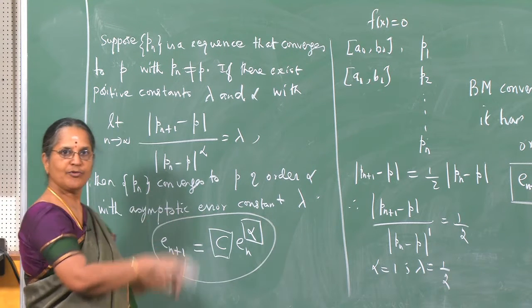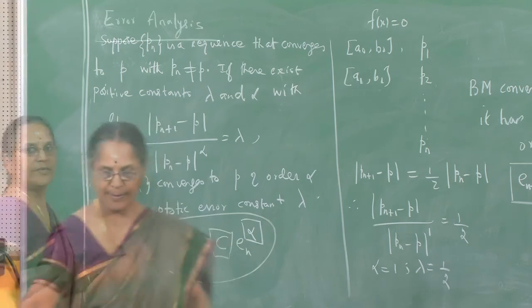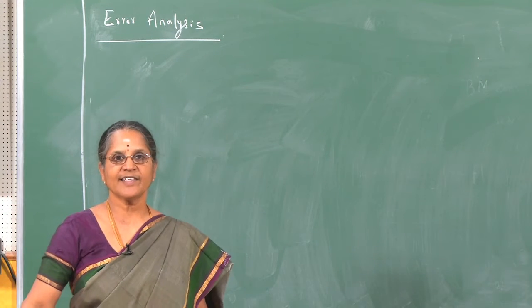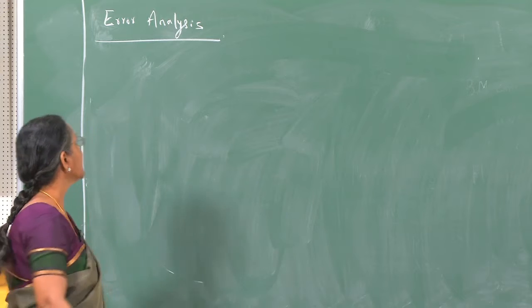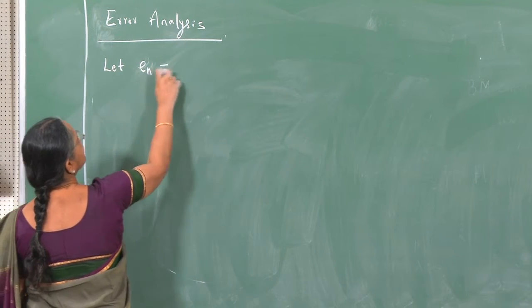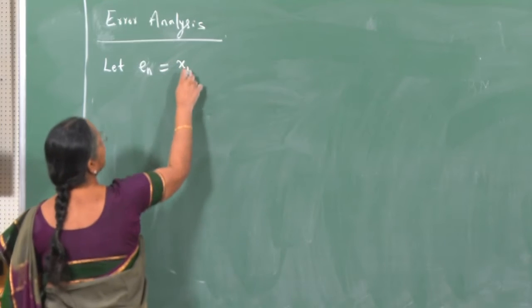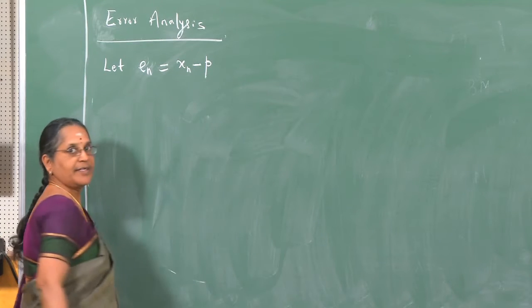So, let us work out the details for Newton-Raphson method now. So, we perform error analysis of Newton-Raphson method. So, let En be the error at the nth step. What is En? En is xn minus p.